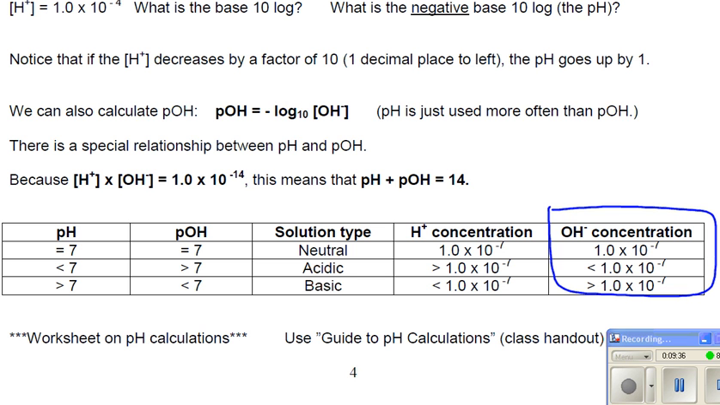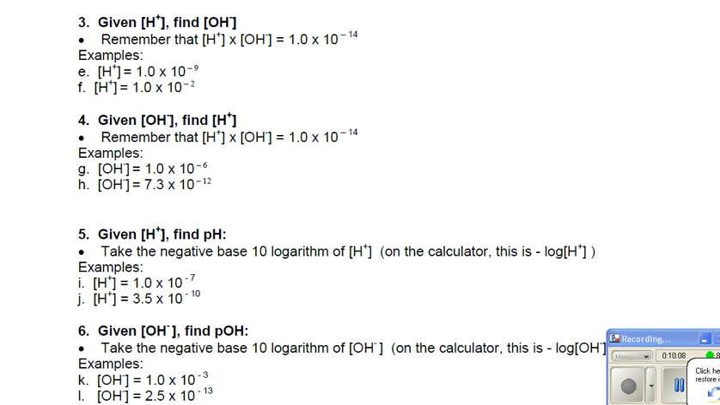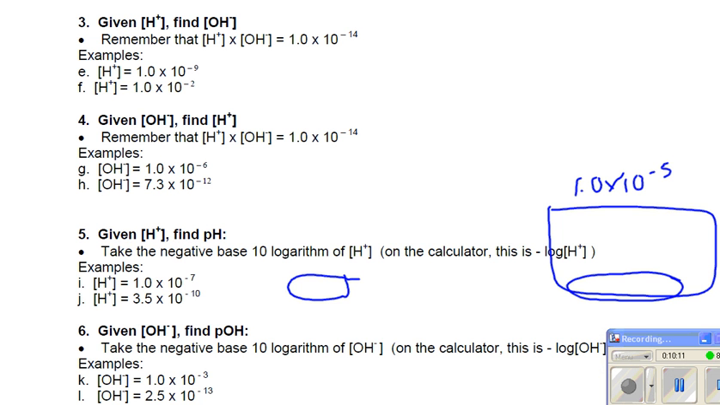Which is here. And the number was times 10 to the negative fifth. This number happens to be larger than 1.0 times 10 to the negative 7th. So if it's larger than on the hydroxide ion scale, it's basic. Okay, so we would be able to say that E is basic.